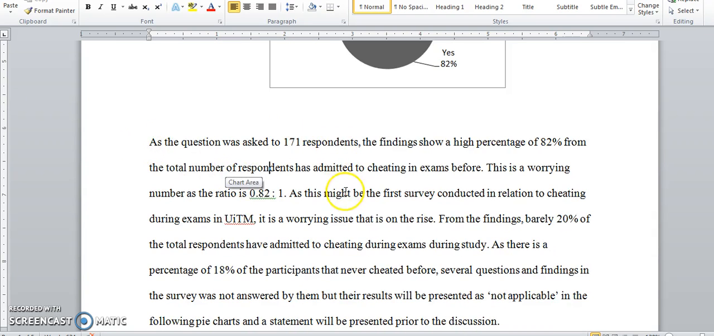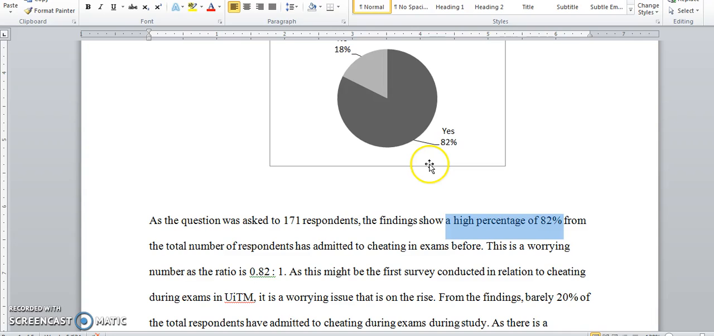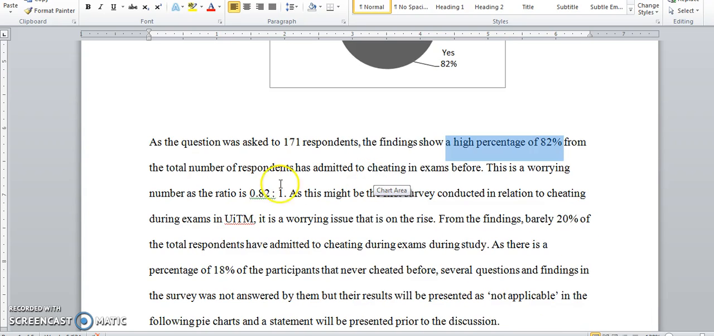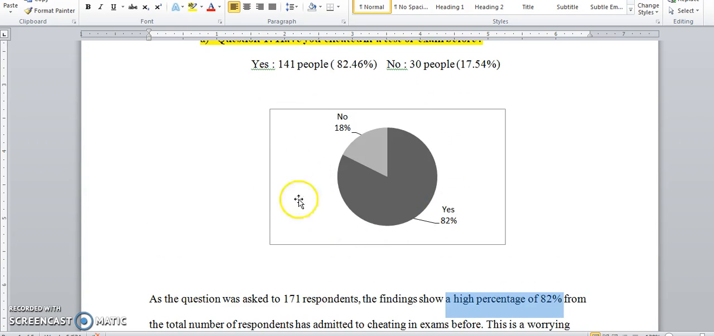So over here, I've mentioned the question was asked to 171 respondents, yours would be 20, 25, and then I share with you how many percent the data says. 82% said yes, 18% said no. So the first thing you need to know when you are reporting this data is to report what is stated in your chart.